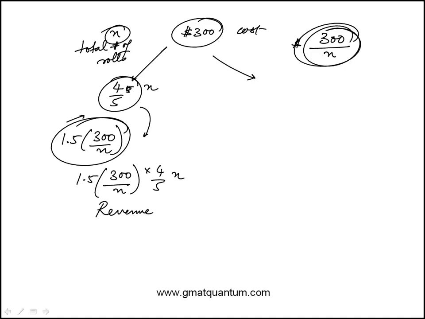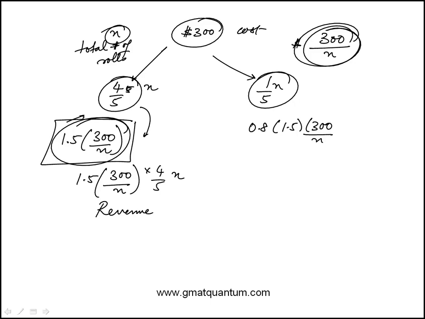And then same thing for the next day, we have the remaining rolls, which is 1/5 of N. And these were sold at 20% less than the price of the day before. So 20% less would be 80% of that. So 0.8 times 1.5 times 300 over N. Again, the revenue would be this price times the amount. And you'll see the N drops out. I just have to simplify this.